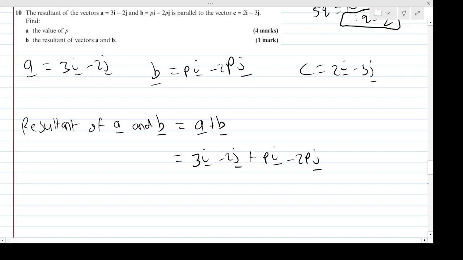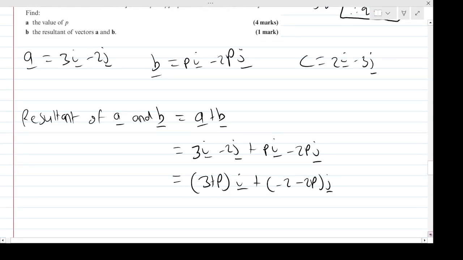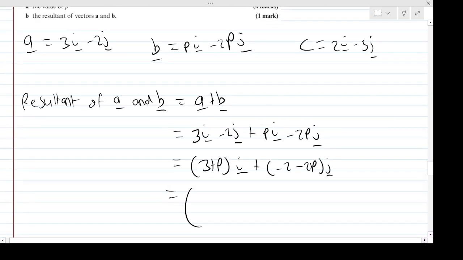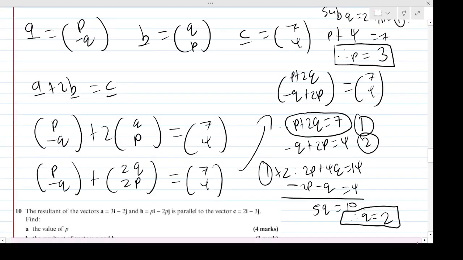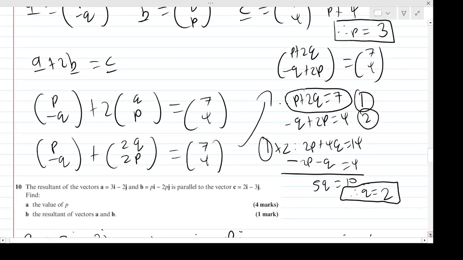If we add the i terms, we're going to get 3 add p lots of i, add minus 2 minus 2p lots of j. Now as a column, we can say that's going to be 3 add p on the top and the bottom number with minus 2 minus 2p. And there we are. So that's the resultant of vectors A and B. We just add them together.